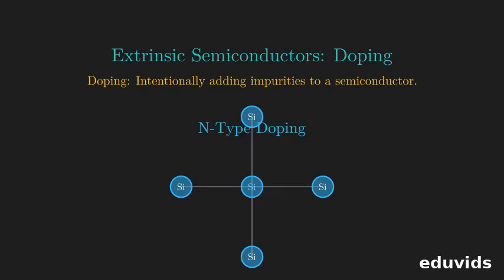We can create an N-type semiconductor by adding atoms with 5 valence electrons like phosphorus. Since the silicon only needs 4 electrons, the 5th electron is left free to conduct current. In N-type material, the negative charge carriers or electrons are the majority.